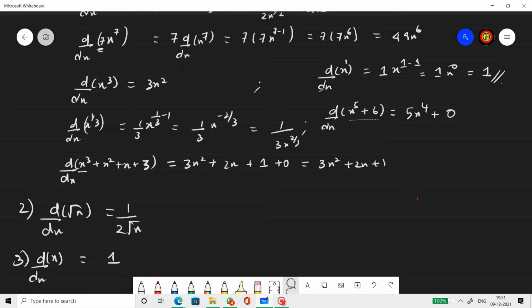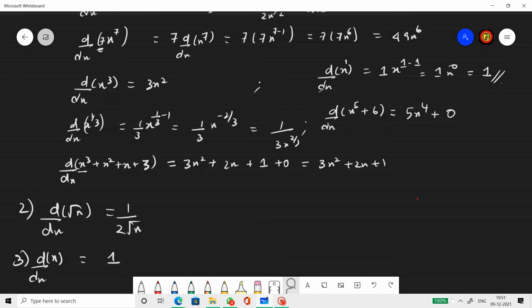Next example, differentiation of x power 5 plus 6. x power 5 is an x function, therefore when x changes, x power 5 will change. So it will be 5x power 4 using the x power n rule. But 6 will not change. Whatever x changes, 6 will remain as 6 only. So differentiation of 6 is 0.